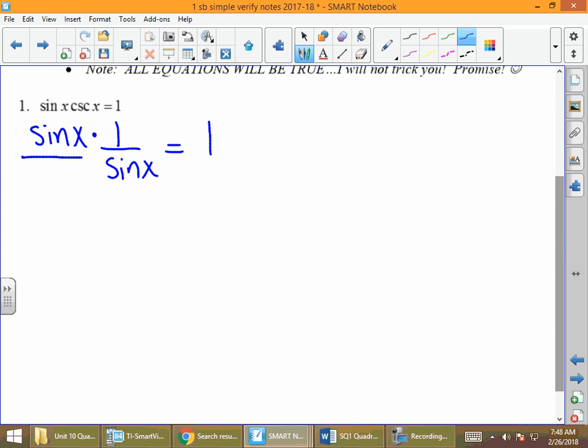When we multiply these two together, remember we multiply the tops of the fractions together and the bottoms of the fractions together, and we end up with sine x divided by sine x, and then sine x divided by sine x is 1. And there what we just did is we verified, we proved that the left side of the equation equals the right side of the equation.